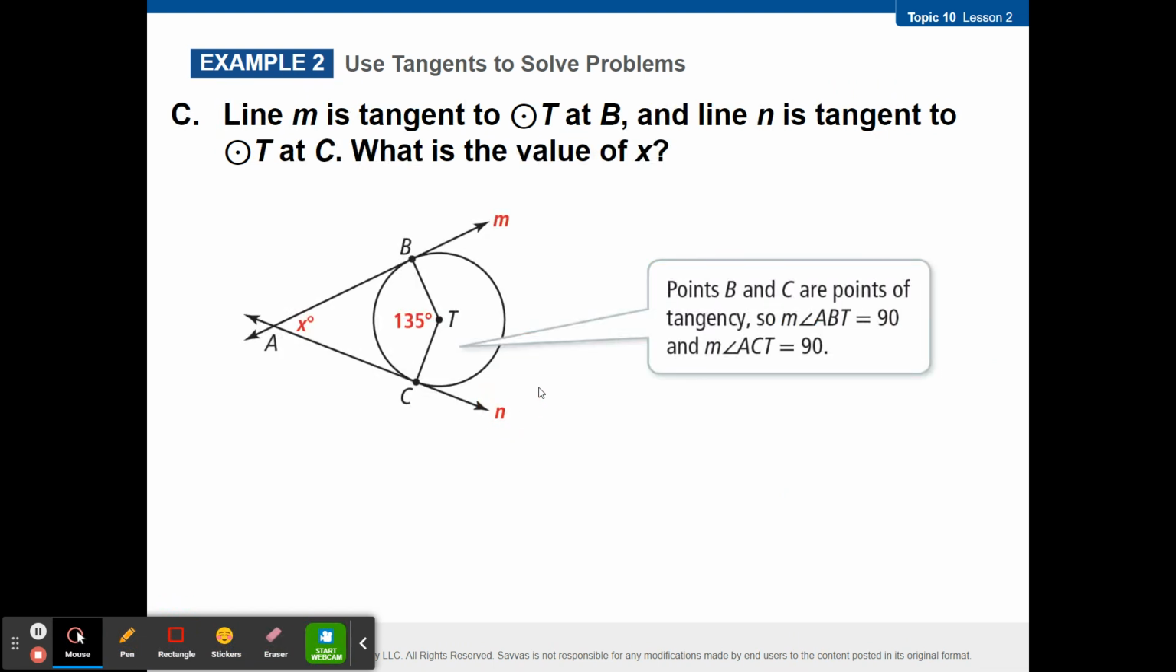All right, line M is tangent to circle T at B, and line N is tangent to circle T at C. What is the value of x? All right, well, a couple things we know here. First off, we know these are radii, so those have to be congruent to each other, right? We also know that this side and this side are congruent because remember, when those two meet outside a spot, they're equal. We learned that before spring break. I know it's been a minute, but it's still true.